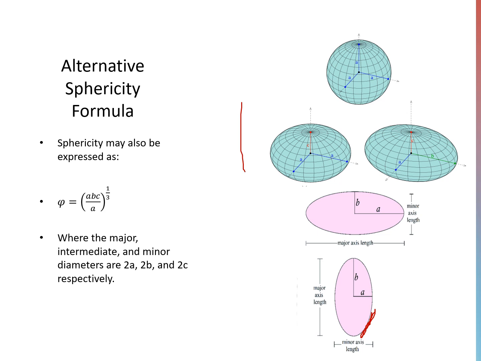Suppose, for example, you take a perfect shape, that of a cuboid. This is a cuboid. Lengthwise, this one will be your major axis, this one will be your intermediate axis, and this one can be your minor axis. So in this way, for a body which has an irregular shape, you can calculate the sphericity using this formula.